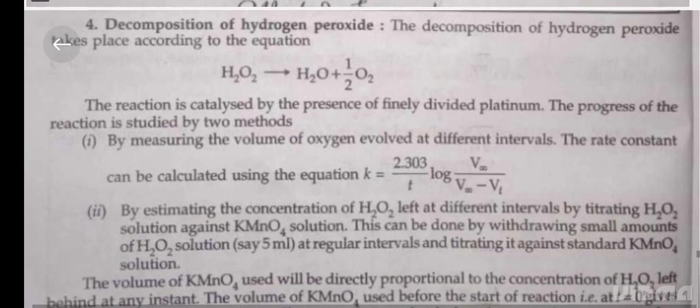Decomposition of hydrogen peroxide. The decomposition of hydrogen peroxide takes place according to the equation. The reaction is catalyzed by the presence of finely divided platinum. The progress of the reaction is studied by two methods. By measuring the volume of oxygen evolved at different intervals, the rate constant can be calculated using the equation K = 2.303/t log of V infinity upon V infinity minus Vt.